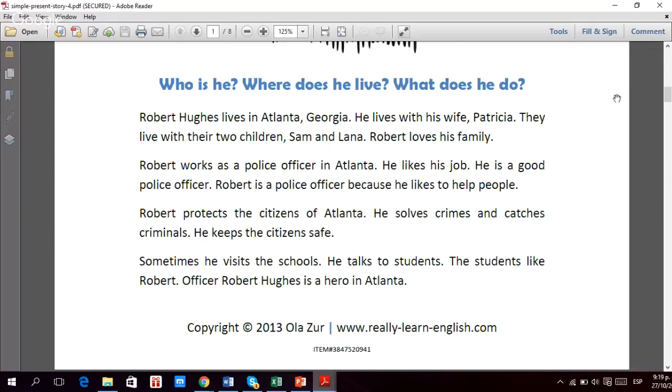He solves crimes and catches criminals. He keeps the citizens safe. Sometimes he visits the schools. He talks to the students. The students like Robert. Officer Robert Hughes is a hero in Atlanta.